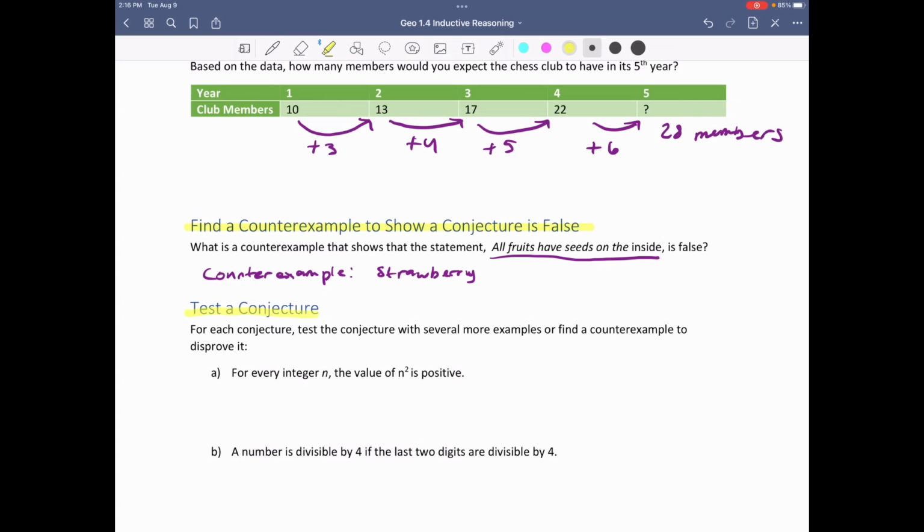Now, to test a conjecture. For each conjecture, test the conjecture with several more examples, or find a counterexample to disprove it. For part A, for every integer n, the value of n squared is positive. Now, as we remember before, integers can be -1, -2, or any numbers on the number line from negative infinity to infinity.